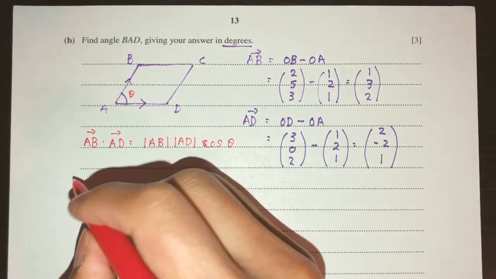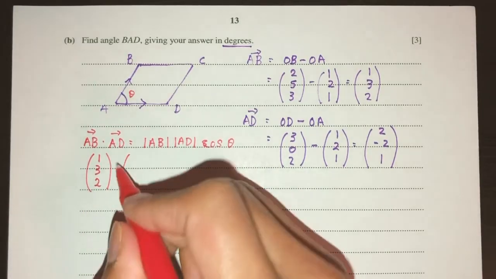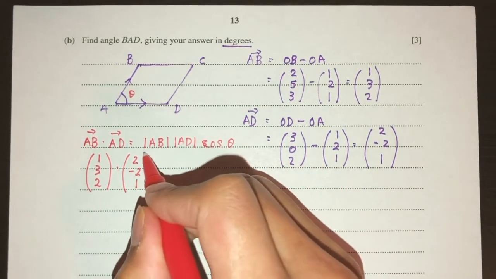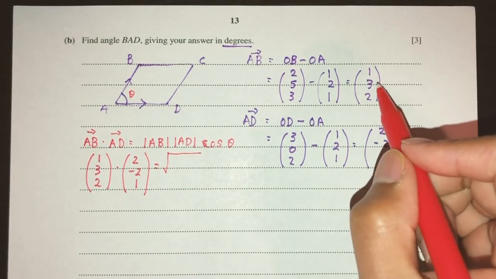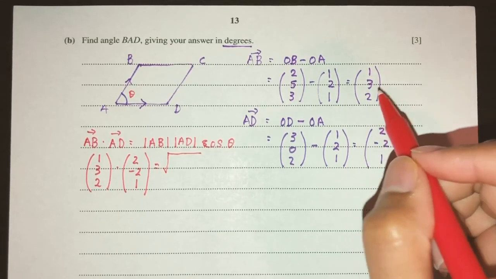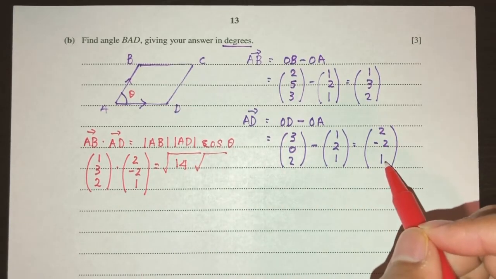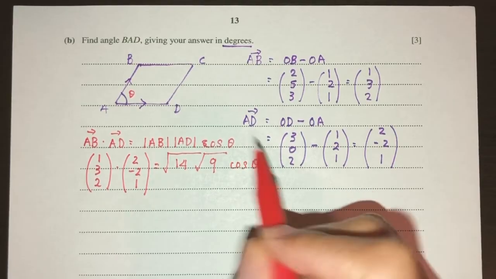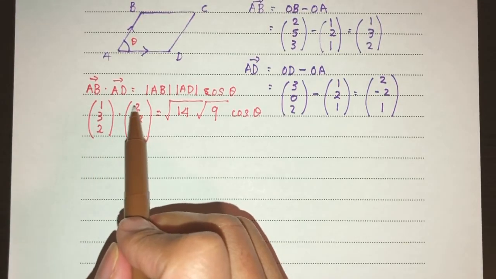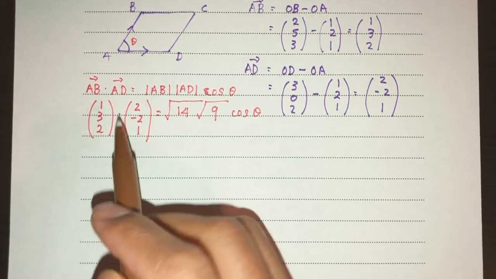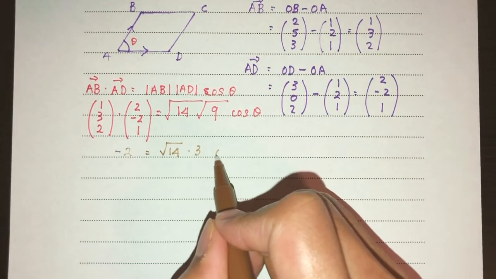So AB is 1, 3, 2 dot AD, which is 2, minus 2, 1, is equal to the size of AB, which will be: 1 square plus 3 square plus 2 square. So 1 plus 9 plus 4 is 14. Then AD will be 2 square plus 2 square is 8, plus 1 is 9. That will be root 9, and then cos of theta. Now we have to evaluate this product. So 1 times 2 is 2. Minus 6 is minus 4. Plus 3 is minus 2. Minus 2 is equal to root of 14 times 3 cos of theta.